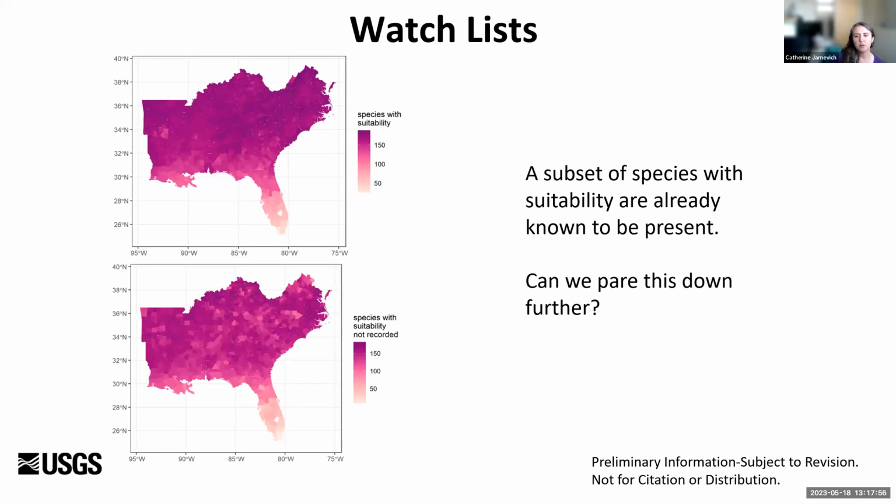So the next step that we took was looking at, of those species with suitability, how many of them are already known to be present by one of those data sources I mentioned that we used earlier. So are there records for the county in EDDMapS or in one of these other data systems? We can see there's somewhat fewer species on the list for each county here, but there's still a lot of them there.